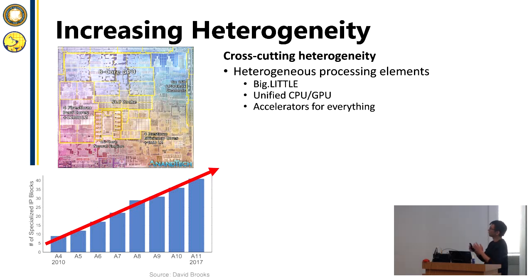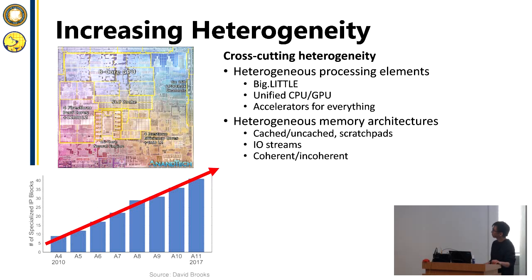In addition to the standard big-little CPU architecture, people are putting unified CPU and GPU on a single die, adding more and more accelerators for machine learning, sparse workloads, DSPs, image processing, whatever. So the number of specialized IP blocks is growing. At the same time, memory architectures are also getting more heterogeneous. We're not just dealing with a global, unified, cacheable address space. We have cacheable and uncacheable domains, scratchpads, I/O streams from devices, dealing with different coherent or incoherent domains.